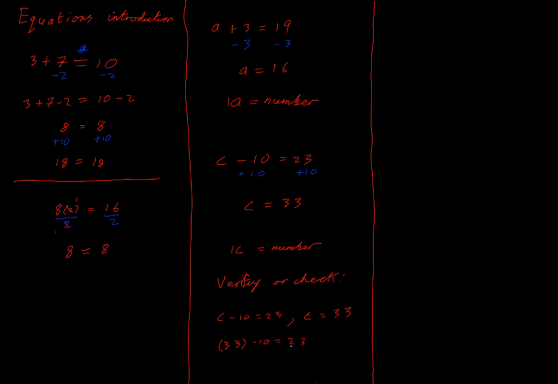Equal to 23. Now there's nothing multiplying this bracket, so I just have 33 minus 10 is 23 is equal to 23. And that's true. 23 is equal to 23. So my equation works out.